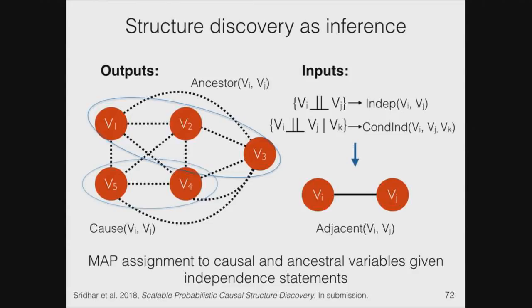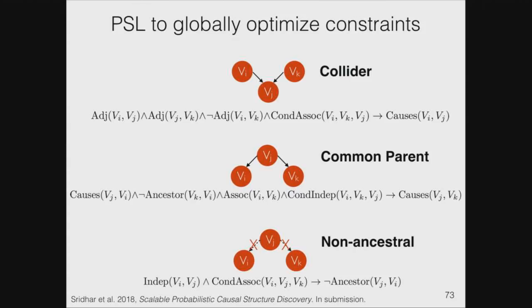So here, we recently had a paper in which we cast this problem of discovering causal relationships as an inference problem. For all pairs of variables, we associate a causal prediction variable and something called an ancestral prediction variable. And ancestor here refers to long and indirect causal links, so a linear path of causal relationships. The inputs to this problem will be these independence statements and conditional independence statements. And from these, we can also infer adjacencies, which are undirected edges.